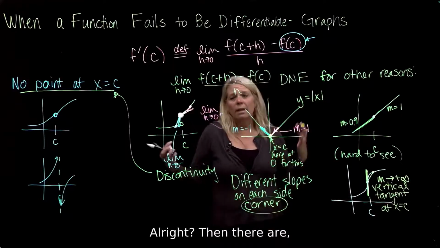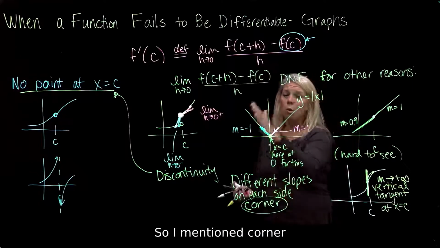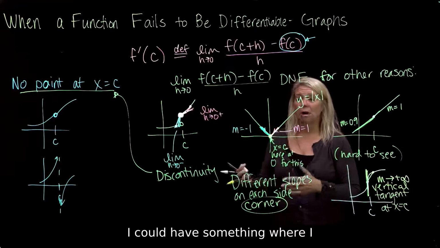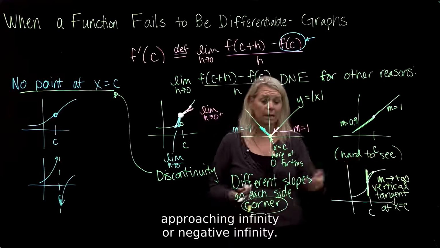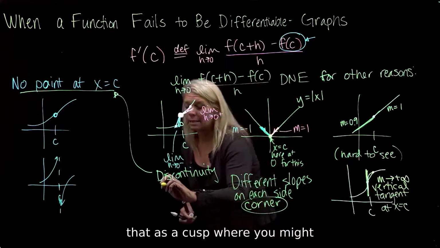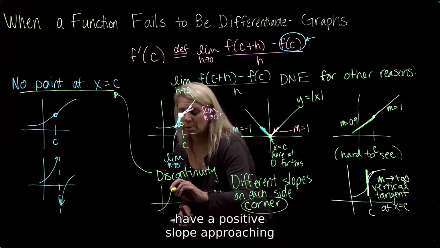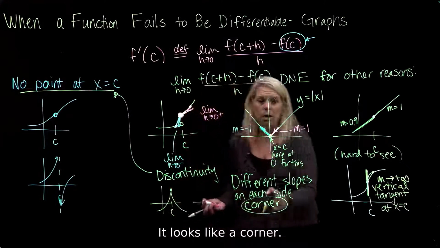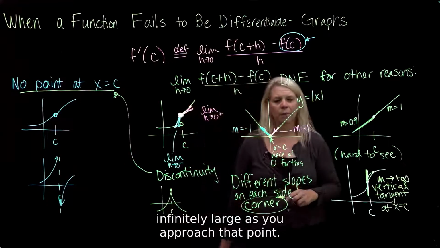All right, and then there of course can be combinations of these. So I mentioned a corner, where I have different slopes on each side. I could have something where I have different slopes on each side, but the slopes on each side are approaching infinity or negative infinity. Our textbook shows a picture of that and labels that as a cusp. So you might have a slope approaching positive infinity on one side and negative infinity on the other. It looks like a corner. It's just that the slopes are getting infinitely large as you approach that point.